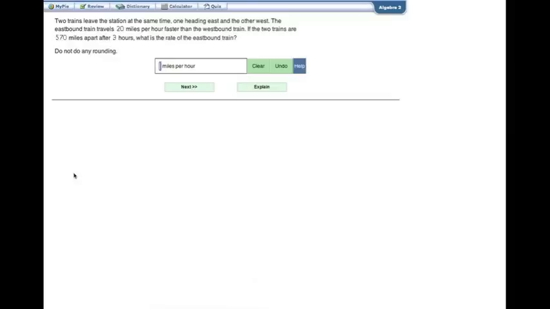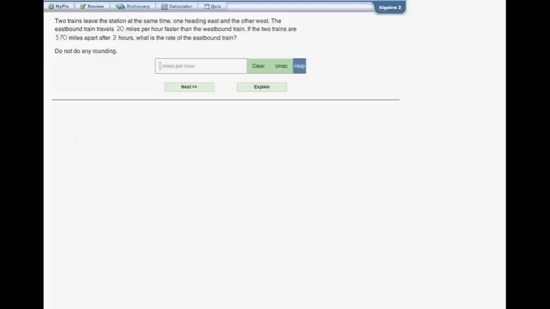Solving a distance, rate, time problem using a linear equation. Okay, this is solving a distance, rate, time problem using a linear equation.